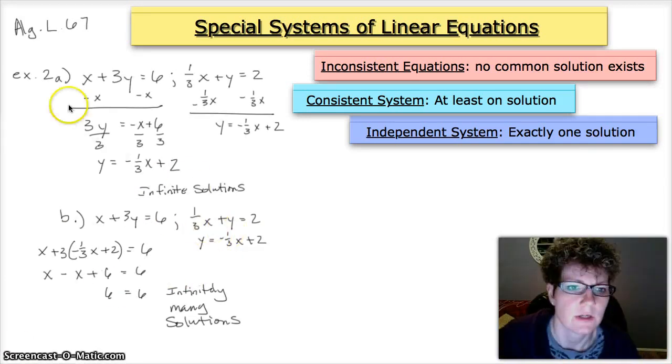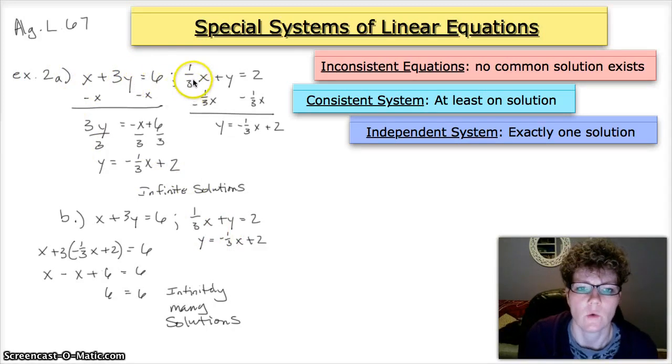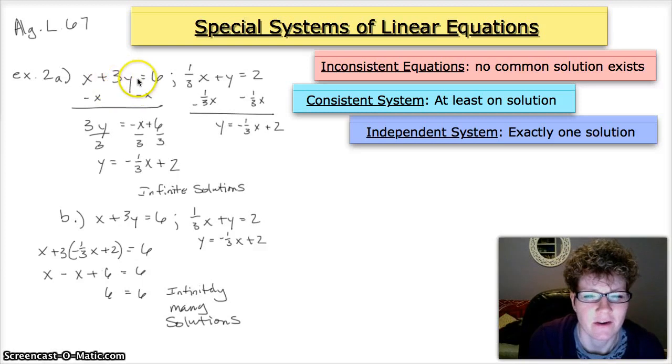Okay, so now let's look at example 2a. We have the equations x plus 3y equals 6 and 1/3 x plus y equals 2. What I'm going to start doing here is putting it in slope-intercept form because I have a feeling that these are going to be the same equation. So let's solve for y. I subtract x from both sides. I get 3y equals negative x plus 6. Divide each term by 3, I get y equals negative 1/3 x plus 2. And sure enough, that's what this equation is going to be. So if I subtract 1/3 x from both sides, I get y equals negative 1/3 x plus 2.